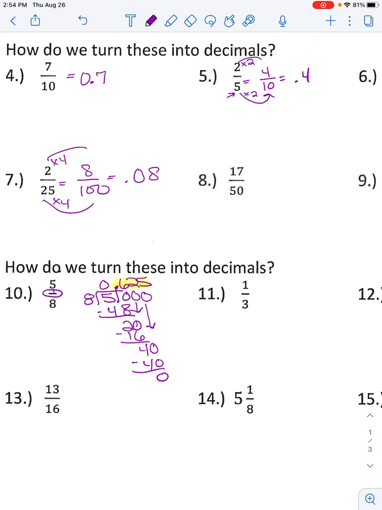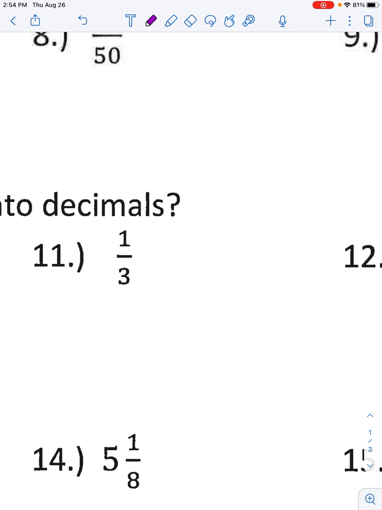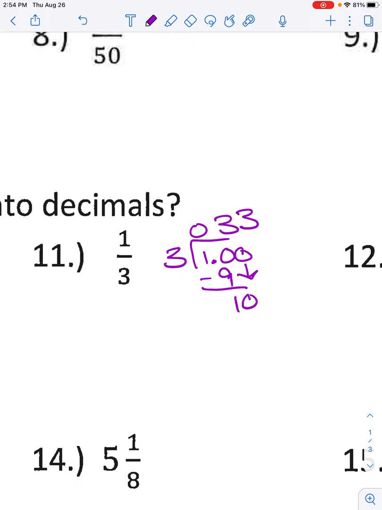Okay, same thing with number 11, 1/3. You would do 1 divided by 3, and it does not go in, so we're going to add a decimal and a 0. 3 into 10 goes 3 times, which is 9. Subtracting it 1, add a 0. 3 into 10 goes 3 times, which is 9. Subtracting it 1, add a 0. So this one obviously will not come out.